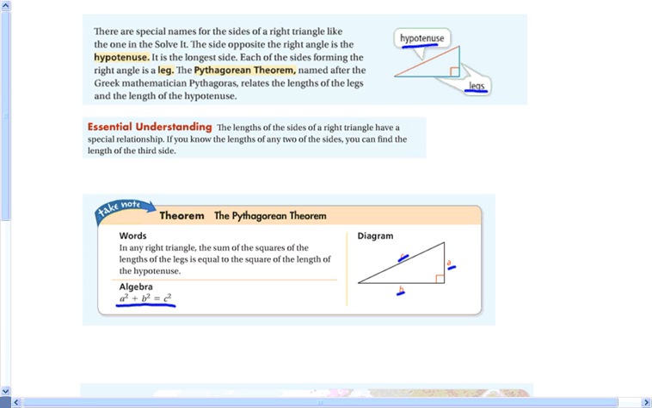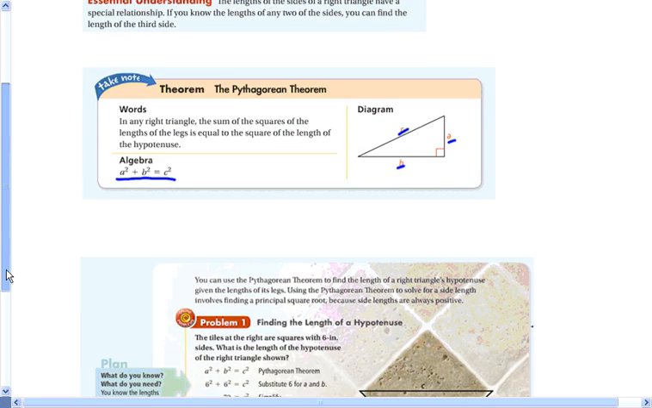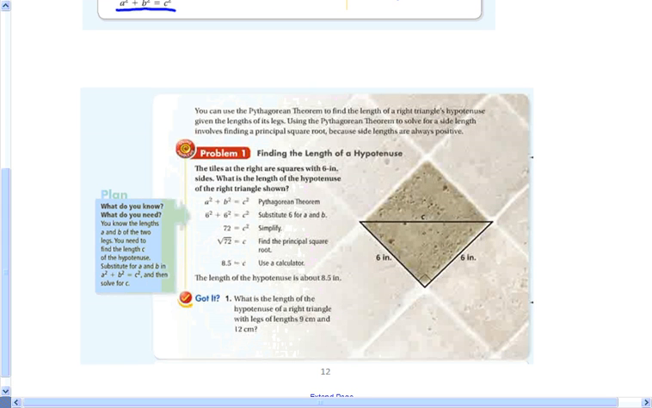Today we're going to learn how to apply that theorem, use it to solve some problems. So here's our first problem we're going to take a look at. Here we have a tile, and these are all square tiles, 6 inches on each side. We want to know what the length of the hypotenuse is. In other words, if we cut one of those tiles in half along the diagonal, how long would that diagonal be? Okay, and here's your example, how you can do that.